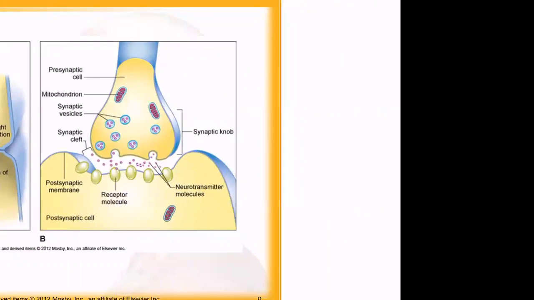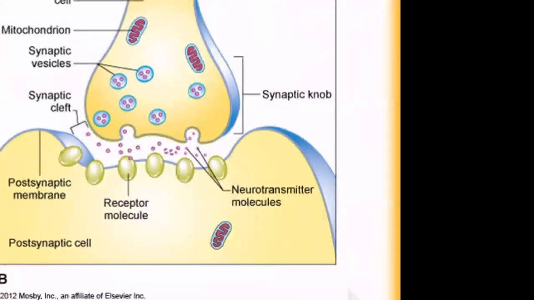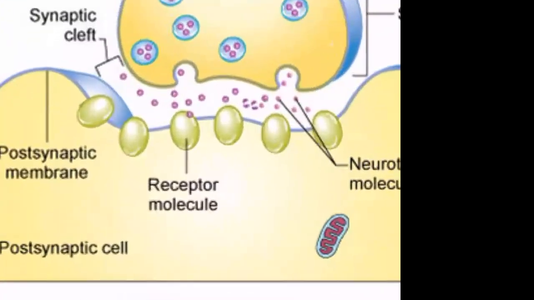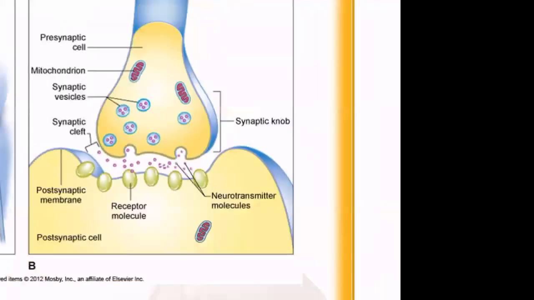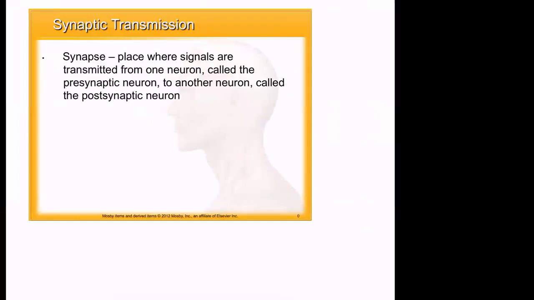So a synapse is going to include the end of this neuron, the beginning of the next neuron, and the space. Technically, that is the synapse. Now, sometimes people will call just the space a synapse, and that's fine. But most technically, it is the end of the presynaptic, the space, and the beginning of the postsynaptic. It's FYI.